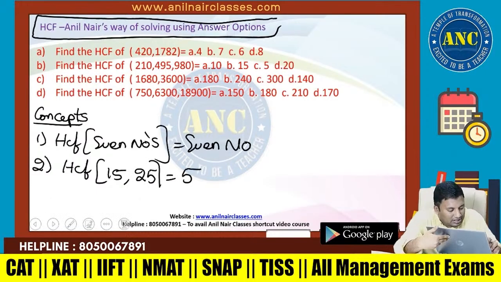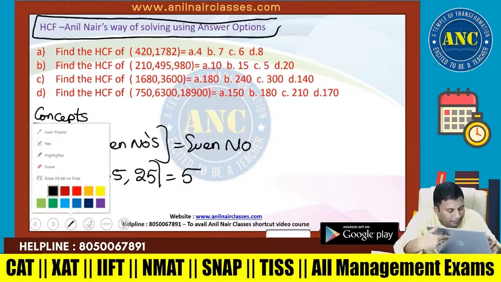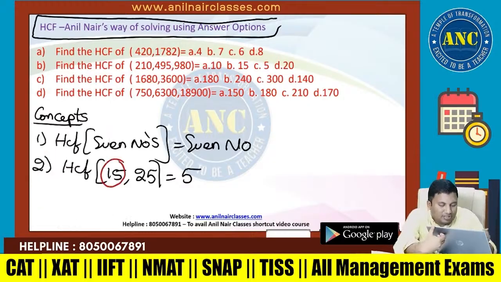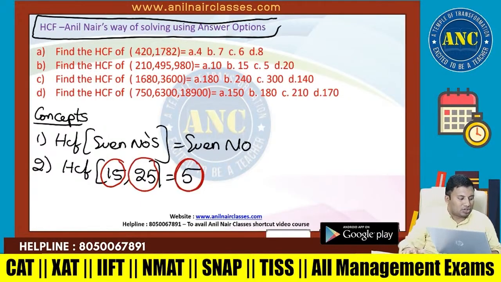Listen carefully to this example. If this number is divisible by 5, and this number is divisible by 5, the answer should be divisible by 5. I hope it is clear.